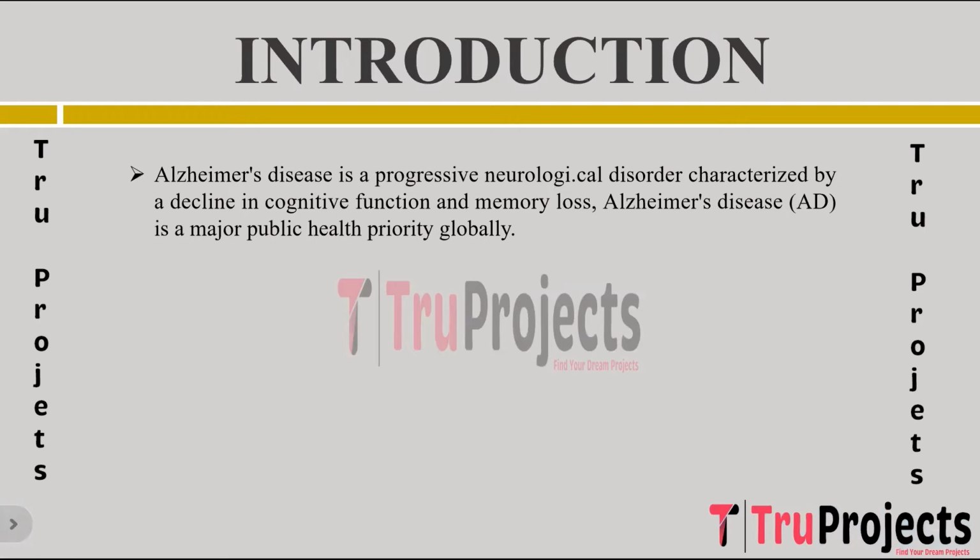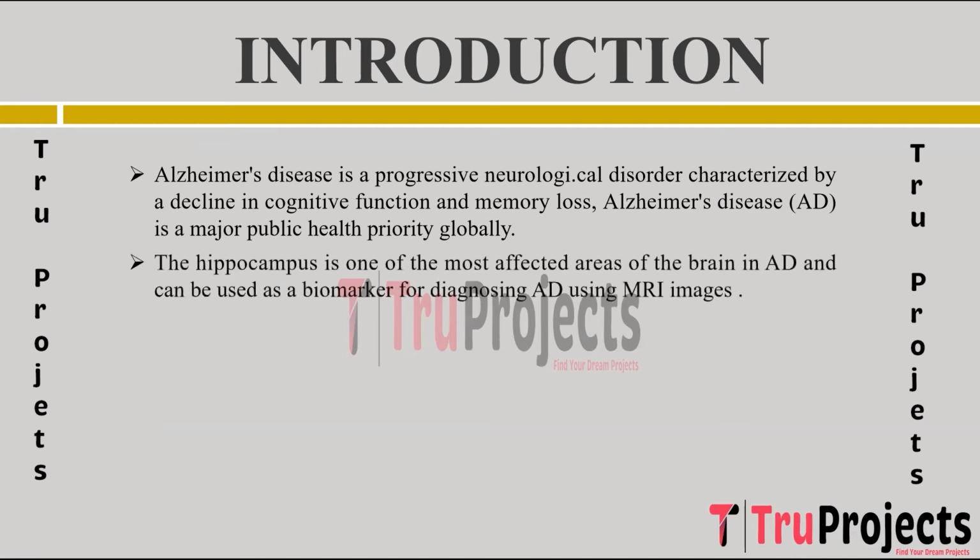Introduction. Alzheimer's disease is a progressive neurodegenerative disorder that primarily affects memory, thinking, and behavior. It's the most common cause of dementia and poses a significant global health challenge due to its increasing prevalence, impacting millions worldwide. The disease hallmark is the gradual decline in cognitive function, leading to memory loss, impairment in daily activities, and changes in behavior.